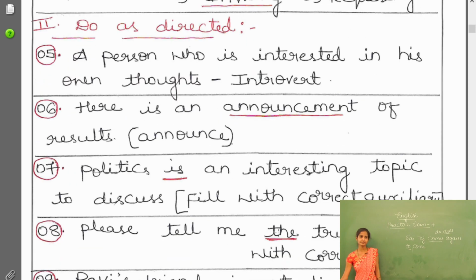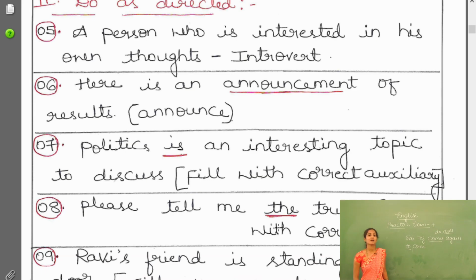Is that clear? And the second main, fifth question: a person who is interested in his own thoughts. This very sentence is in the lesson, a great martyr ever cherished. In that lesson, you will find this in the glossary. And the answer is introvert. What is the answer? Introvert.